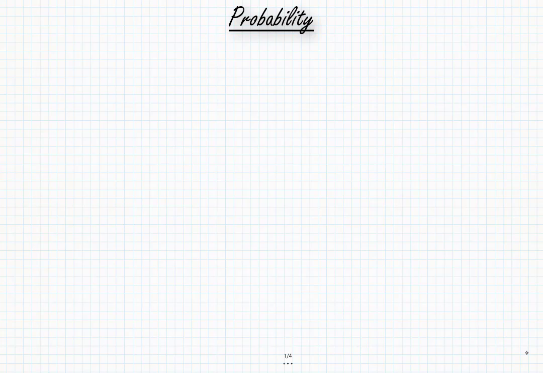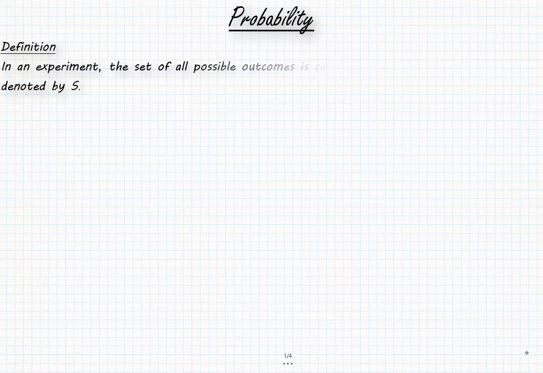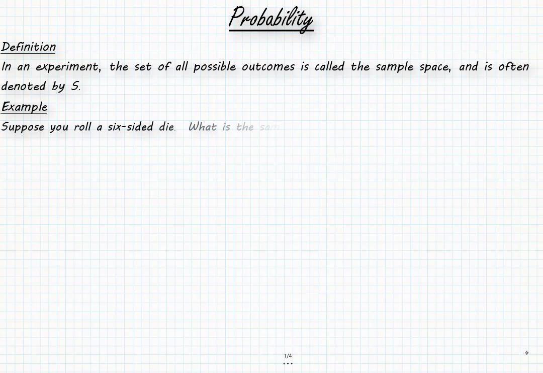So today we're going to be talking about probability, and we're going to get this party started with a definition. In an experiment, the set of all possible outcomes is called a sample space, and we'll often denote this by S. So suppose you roll a six-sided die.